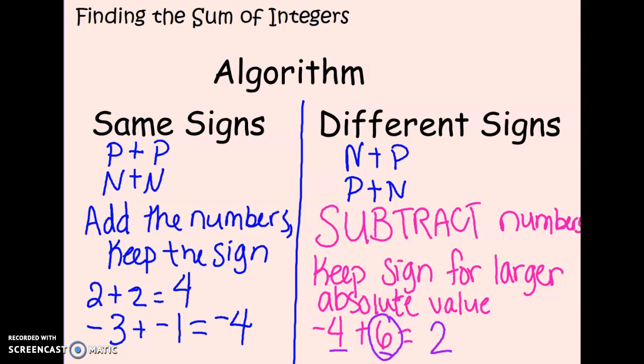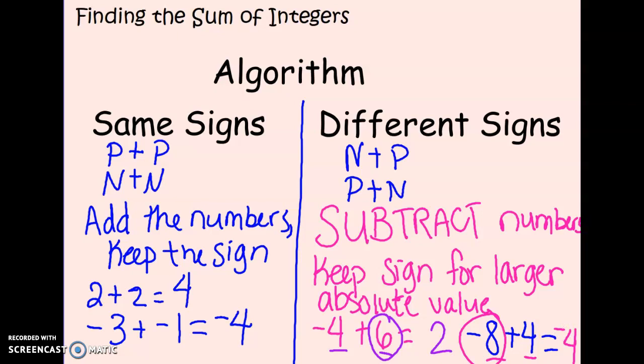Now if I had the problem negative 8 plus 4, I subtract my two numbers, so I'm going to do 8 subtract 4, which is 4. Because this is greater, I'm going to keep the sign that is negative, because the negative 8 has a greater absolute value.